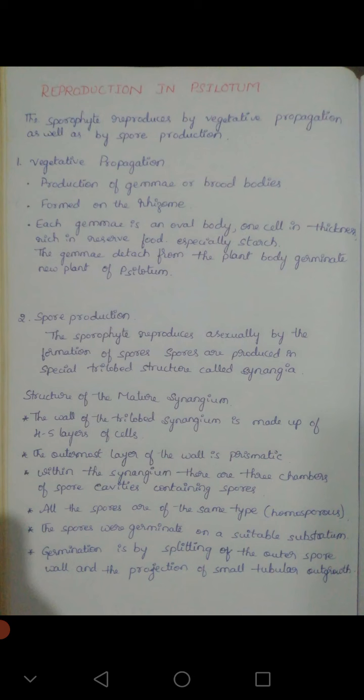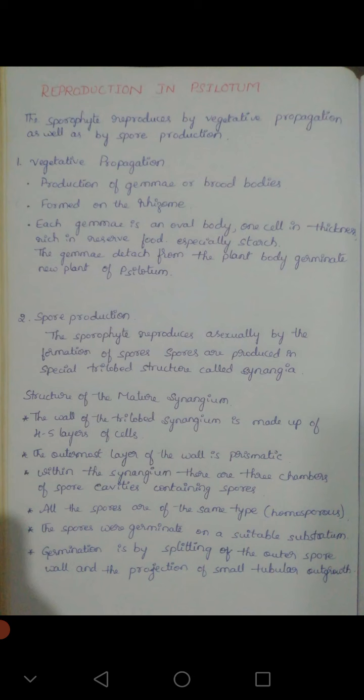The sporophyte reproduces asexually by the formation of spores. Spores are produced in special trilobed structures called synangia. What is a synangium? A synangium is a trilobed structure. It is a spore bearing structure of the Psilotum. Next we come to the structure of the mature synangium.